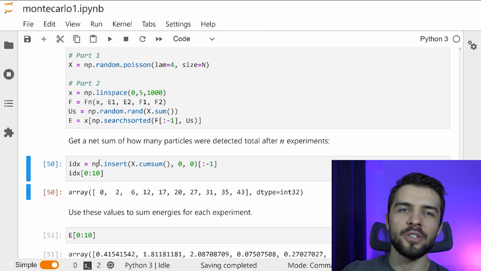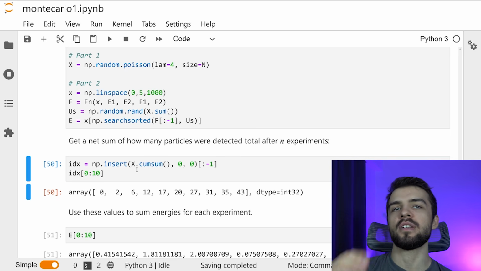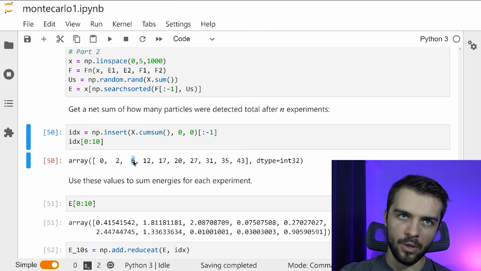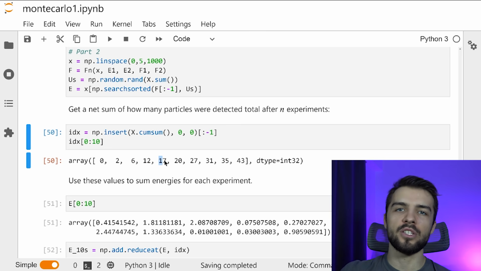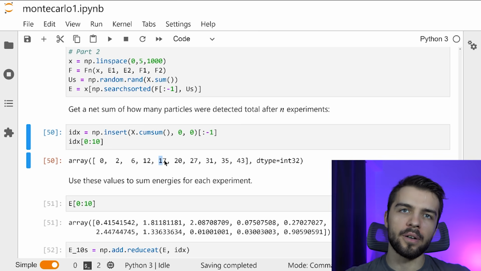So the first thing I want to do in this clever way is get a net sum of how many particles were detected after n experiments. This is like a cumulative sum. So if I look here, it says after 0 experiments, there were 0 particles detected. After the first experiment, there were 2 particles detected total. After the second experiment, there were 6 particles detected total. 3 experiments, 12, 17. So it's a cumulative sum of how many total particles have been detected after that many experiments.